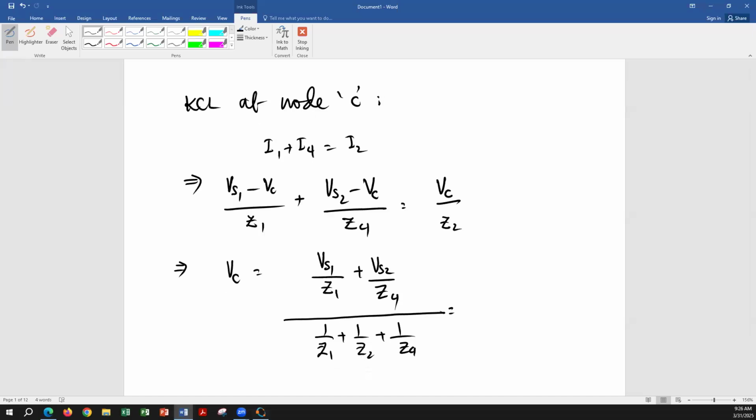Let's go ahead and do that. Let me do it here so I can see the equation. And you guys do it as well, because if you're doing it, that means you are doing the practice with me and you can catch my mistakes, so that you can do it quickly in the exam and the quiz. So I have VS1 over Z1 plus VS2 over Z4 divided by 1 over Z1 plus 1 over Z2 plus 1 over Z4.